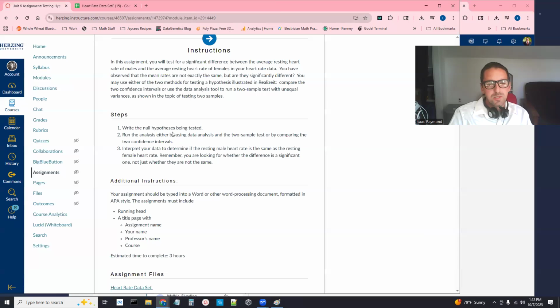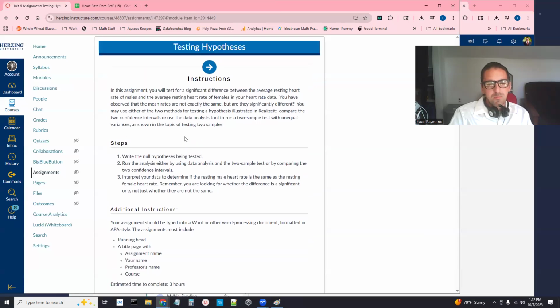Okay, so for this week's assignment, you are writing the null hypothesis, which should be the hypothesis that there's no difference in the two groups. You can just state it in words, like I've been saying in words here. Run the analysis either using the data analysis tool pack, which I show in a video, or the two sample test by comparing two confidence intervals. I'll do both of those for you, okay?